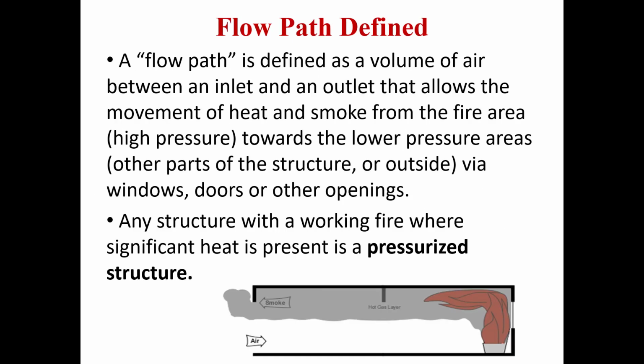So a flow path is defined as the volume of air between an inlet and an outlet that allows the movement of heat and smoke from the fire area, which is high pressure, towards lower pressure areas, which are other parts of the structure, or outside, via windows, doors, or other openings.